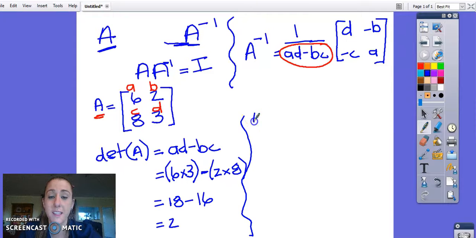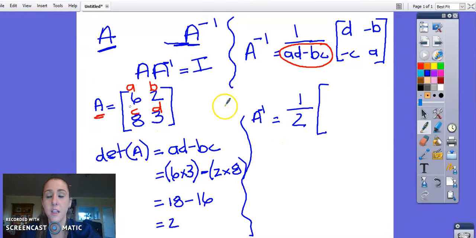So what we're going to do to find the inverse now is A to the power of -1 will be 1 over the determinant, which we defined as 2 for our matrix A. Then we're going to apply this transformation to our original matrix A. So D will be our 3, negative B will be -2, negative C will be -8, and A will be our 6.